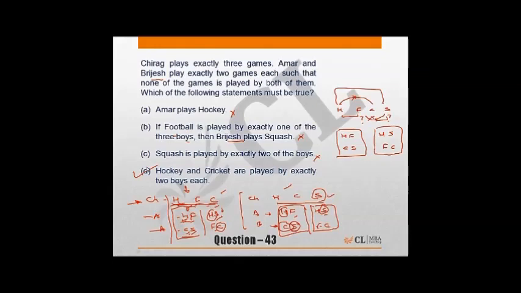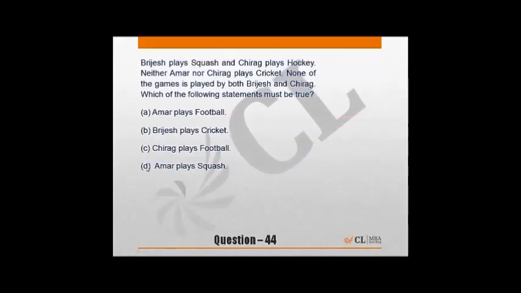Okay. Let's move to the next question. Question 44. Brijesh plays squash and Chirag plays hockey. Neither Amar nor Chirag play cricket. None of the games is played by both Brijesh and Chirag. Which of the following statements must be true?